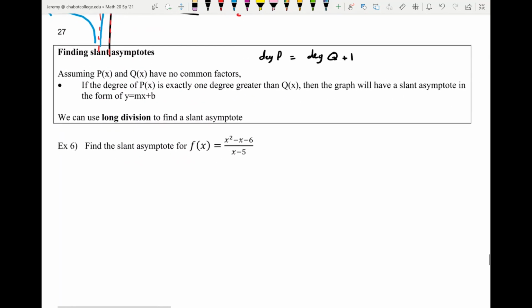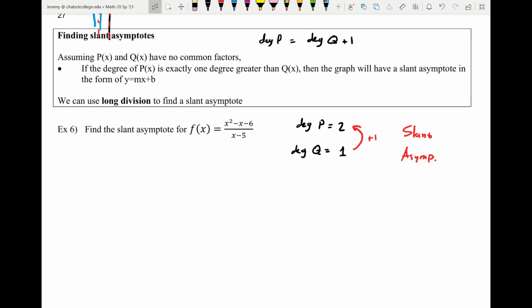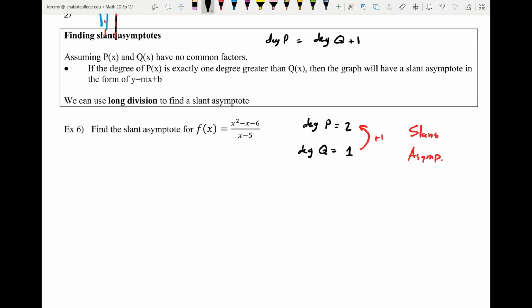So let's find the slant asymptote of this thing. So first of all, the degree of p is equal to 2, and the degree of q, this is linear, so it's equal to 1. So seeing that, 2 is just 1 more than 1, that sort of confirms that I'm going to have a slant asymptote. All right, so now what we're going to do is we're going to find the slant asymptote, and the way we do that is using long division.